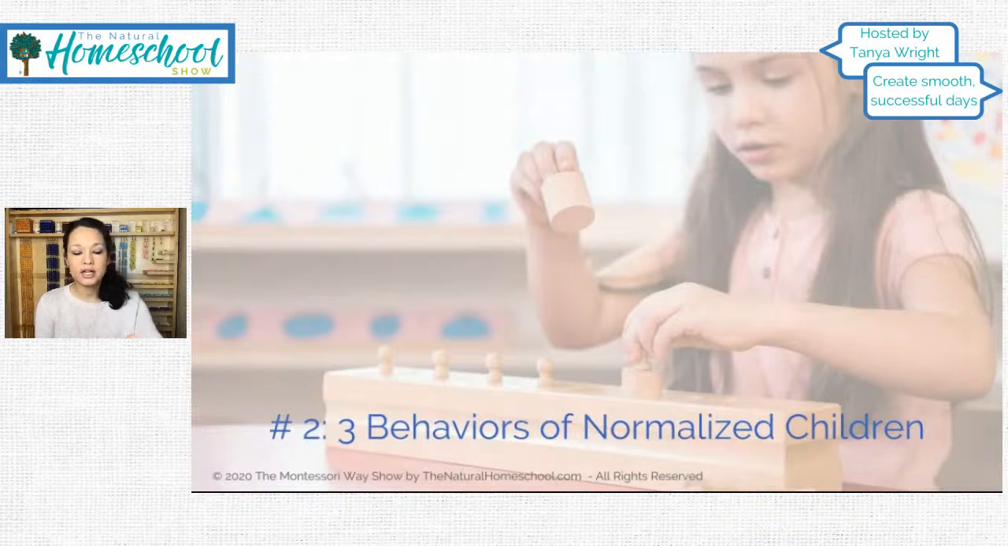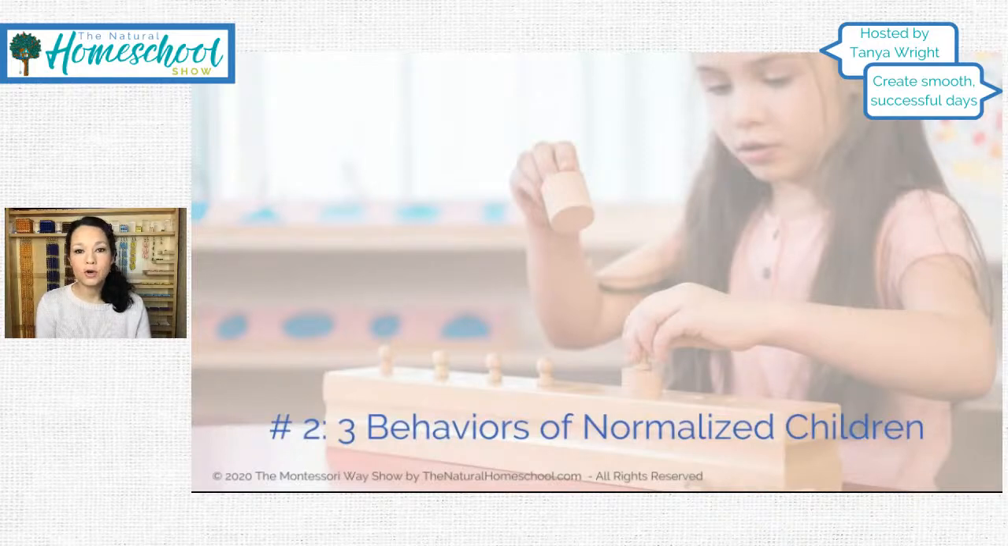This is not going to come super quick or super natural, but it will happen in time. So, no matter what a child's learning style is, normalization can be achieved in the Montessori environment for sure. Okay. So, the first behavior is spontaneous and natural self discipline. That's one behavior.